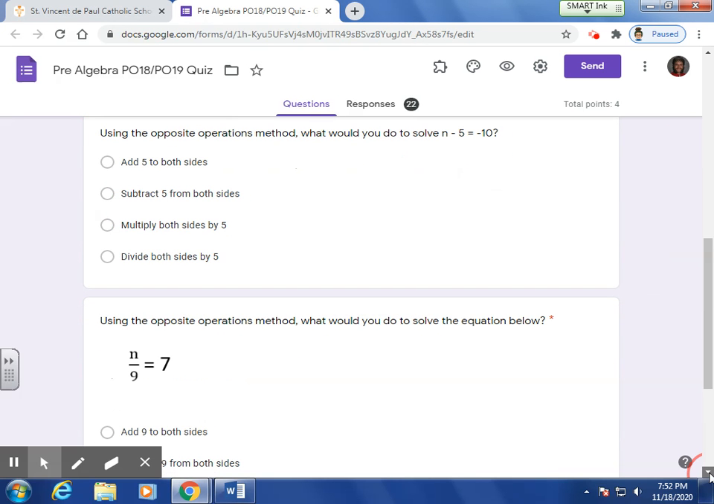The next one, using the opposite operations method, what would you do to solve n minus 5 equals negative 10? Look what's happening here. What are we doing to n? We're subtracting 5. So what cancels out a negative 5? What's the opposite of subtracting 5? Adding 5 or positive 5. So add 5 to both sides is how we would solve that.